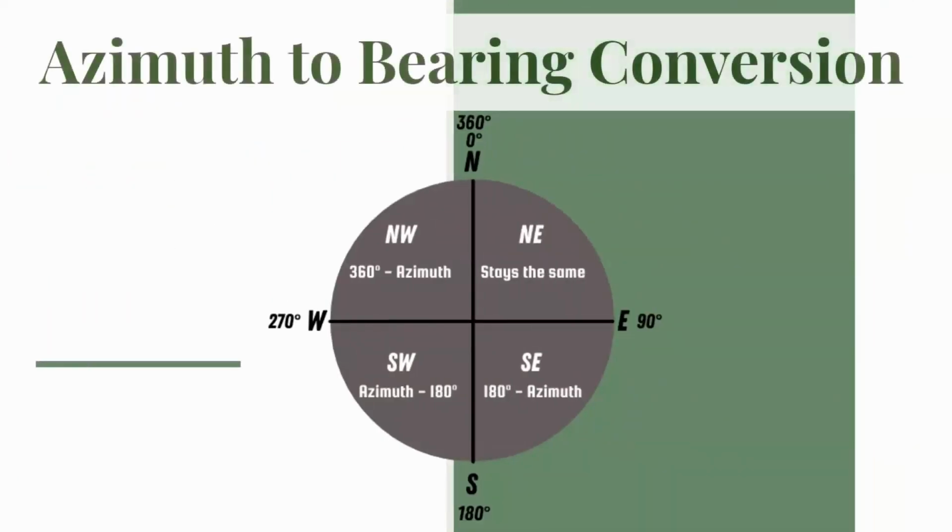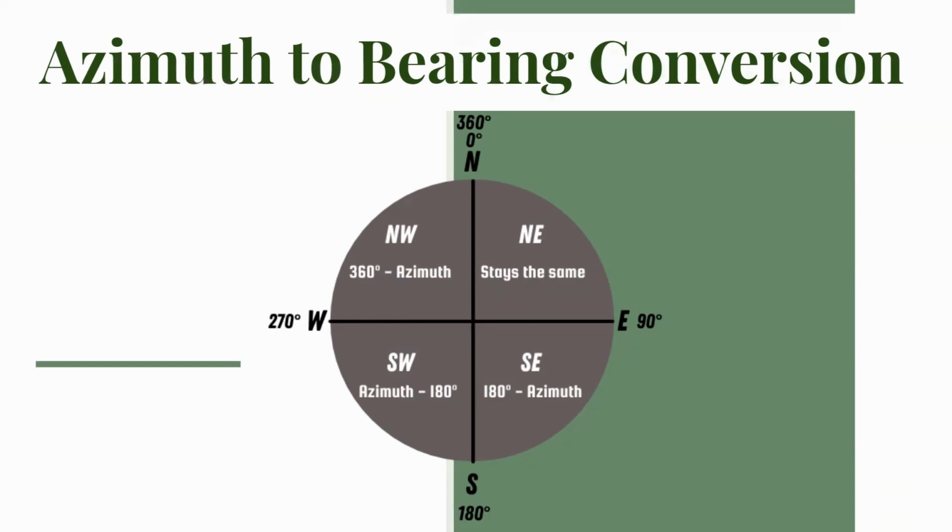Now how do we convert azimuth to bearing? We have here four quadrants: the northeast quadrant, which covers the angles from 0 to 90 degrees; the southeast quadrant, which covers the angles from 90 to 180 degrees; the southwest quadrant, which covers angles from 180 to 270 degrees; and lastly the northwest quadrant, which covers the angles from 270 to 360 degrees.